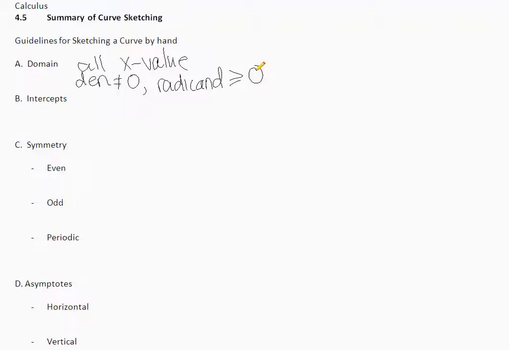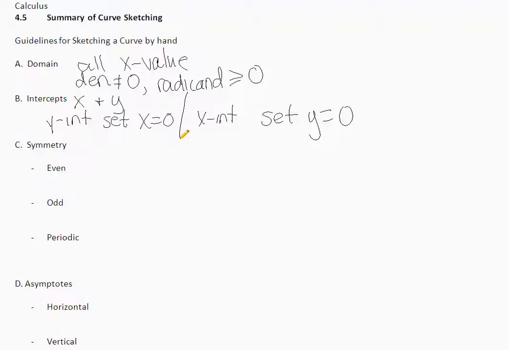Your intercepts, you want to find both x and y. Okay, well, how do you do that? Obviously, to find your y-intercept, set x to 0, so plug in 0 for x. To find your x-intercepts, set y equals 0 and solve for x. Okay, so those will help us.